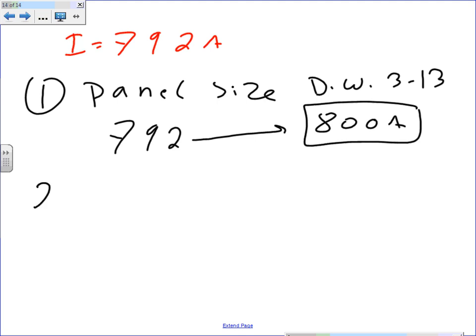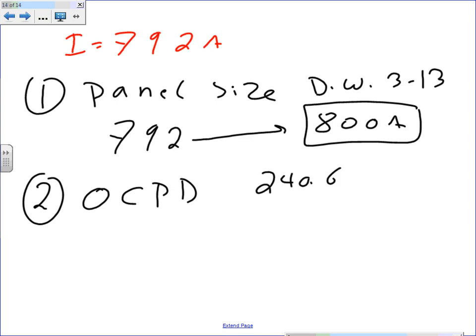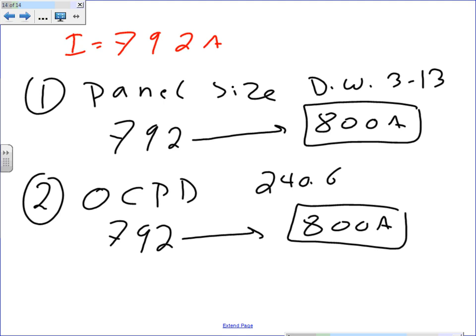Number 2, overcurrent protection device. This is from 240.6. And the same thing, 790 to 800 amp. That's a piece of cake. We just sized this, right? We've just sized an 800. So we're repeating an example that we've done. It's repetition. Okay. So let's go to number three.